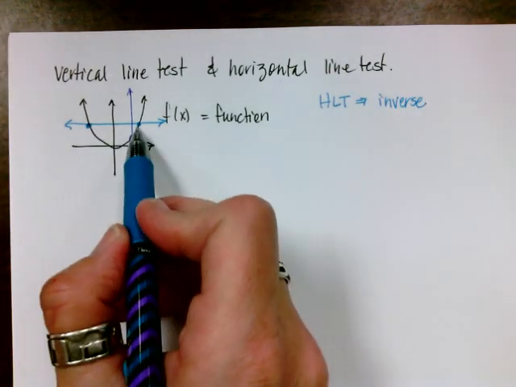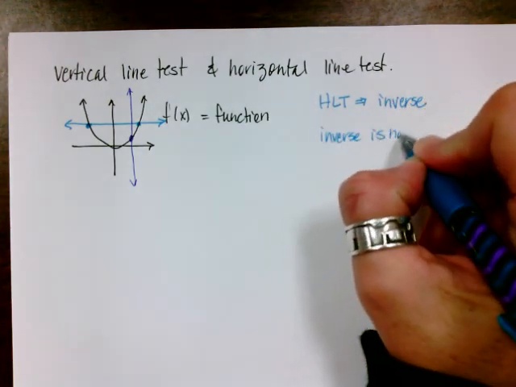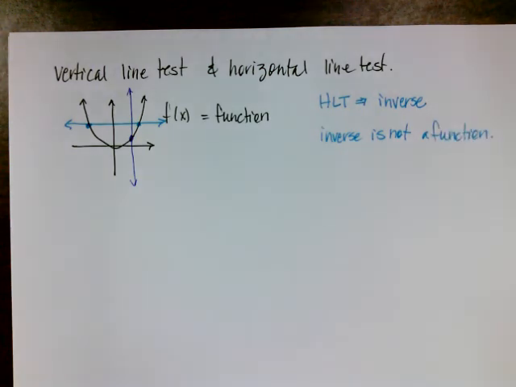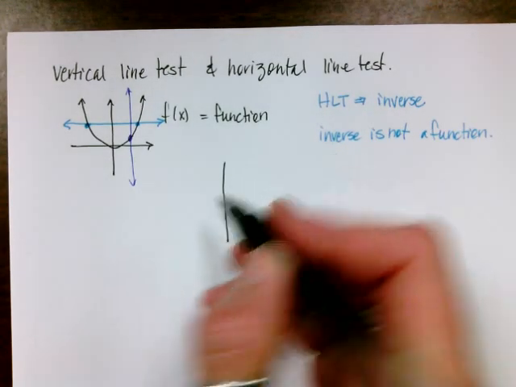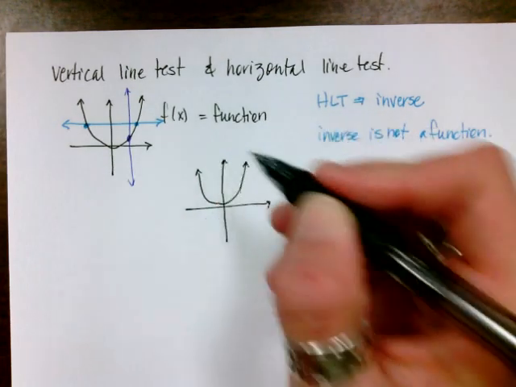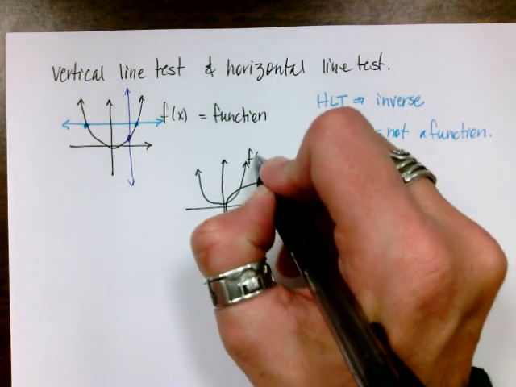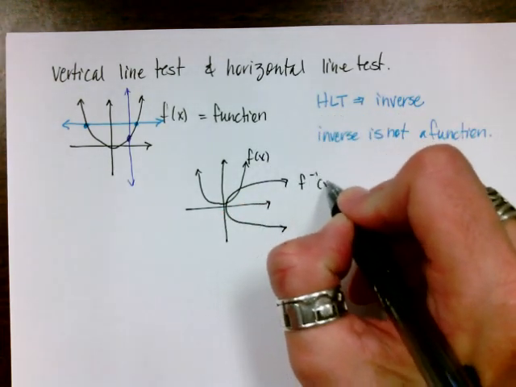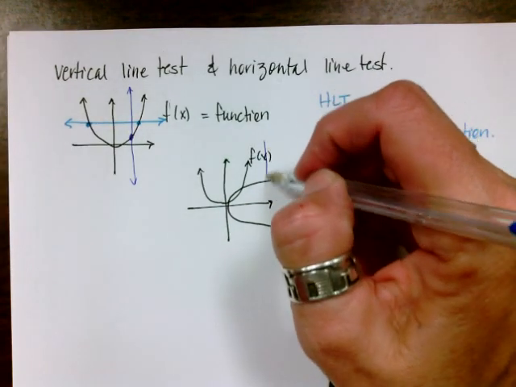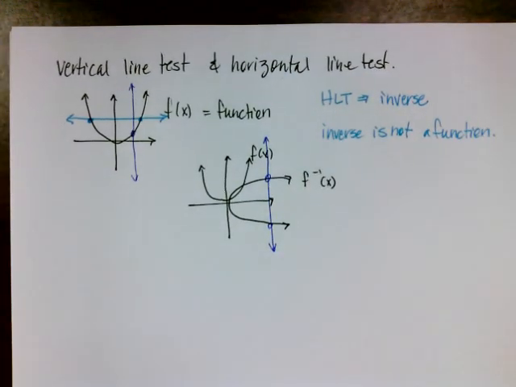So in this case, because I had 2 points of intersection, I know that the inverse is not a function. And I'll verify that by redoing the graph that we just did. If I take this function, here's our little function, and I reflect it, this becomes the inverse. So this would be f of x, and this would be f to the negative 1 of x. Notice that when I run a vertical line through my inverse, it does not pass, because it has 2 points of intersection.